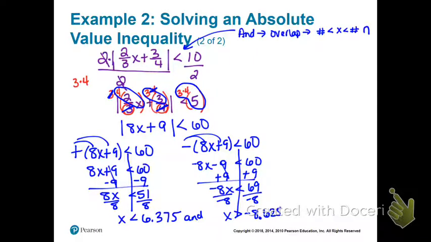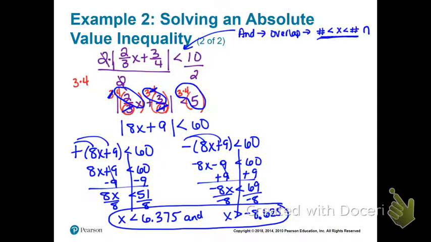Now, they're not going to write our answer like this. I'm not going to box it. I'm just circling it. Okay? But we can write our answer now as a compound inequality. So we know it's going to be less than x, less than something. Because the way it's written, it's always our smallest number first. So which one is smaller, the 6.375 or the negative 8.625? Well, the negative number is smaller, so put it first.